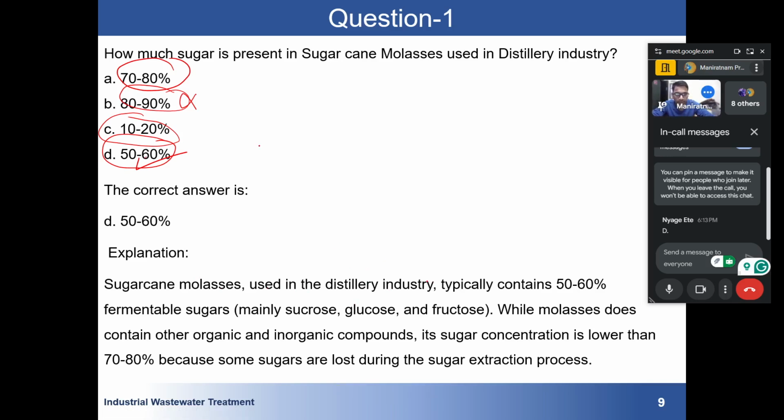Molasses typically contains 50 to 60% of fermentable sugar, mainly sucrose, glucose, and fructose. While molasses does not contain other organic compounds, its sugar concentration is lower than 70% because some sugar is lost during the sugar extraction process.